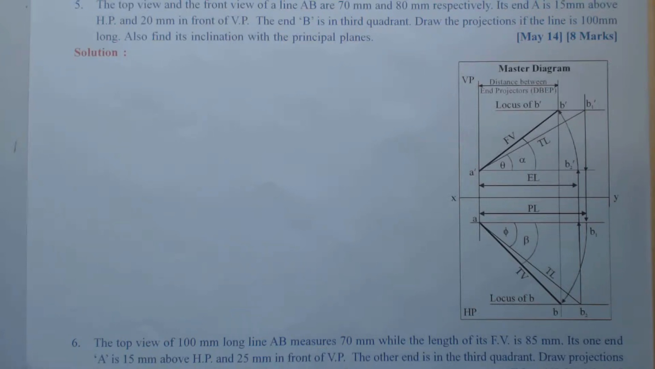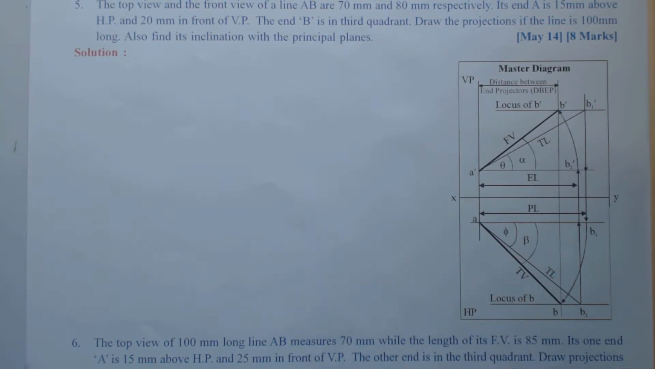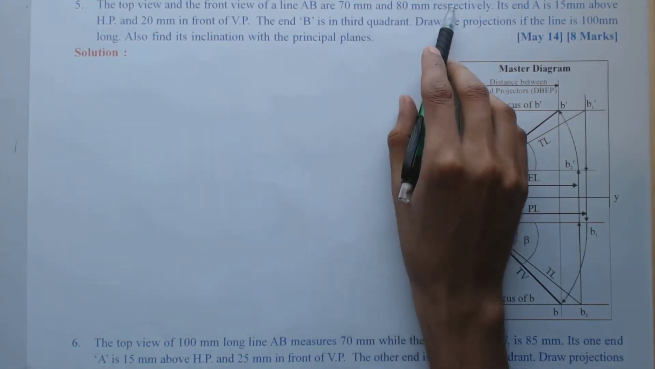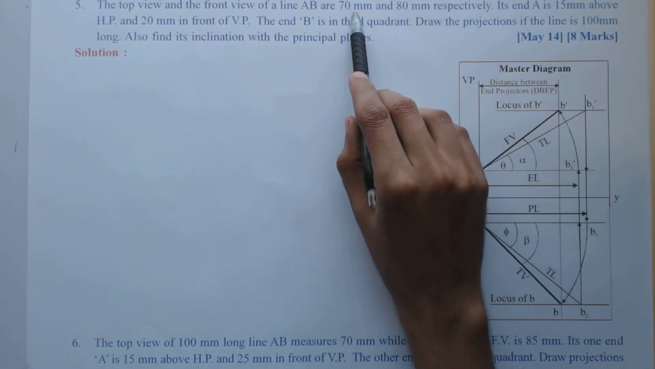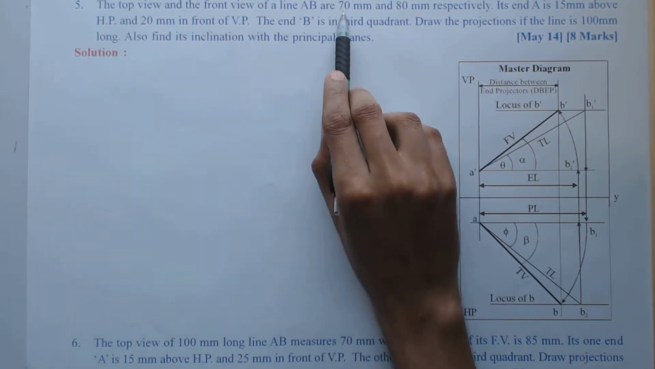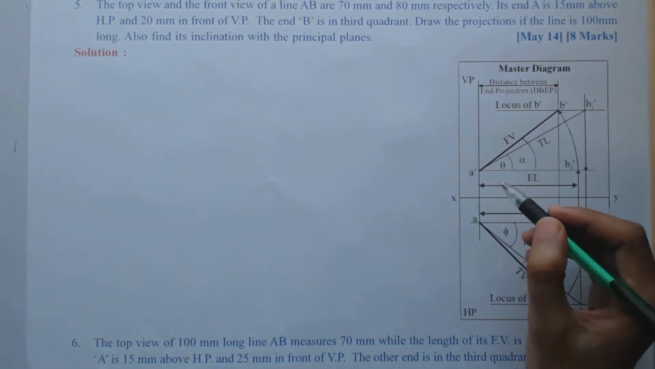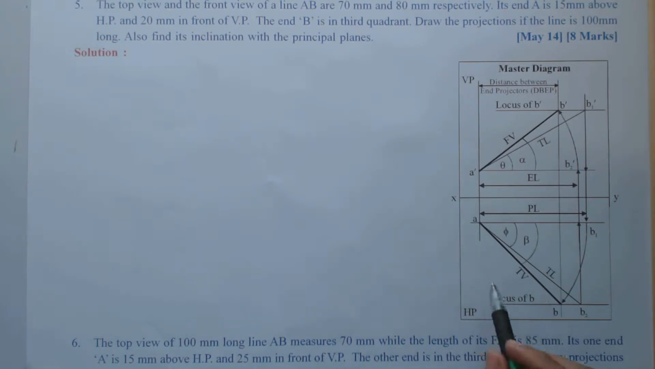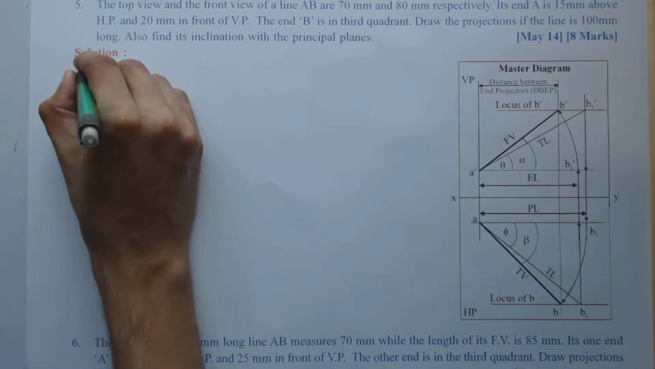Okay, now starting with the fifth problem, we'll read the problem and represent the data as per the master diagram. The top view and the front view of line AB are 70 mm and 80 mm respectively. Those are the lengths: top view is 70 mm and front view is 80 mm respectively. From the master diagram, as we know, for top view we have two notations, AB, which is equal to plan length AB1.